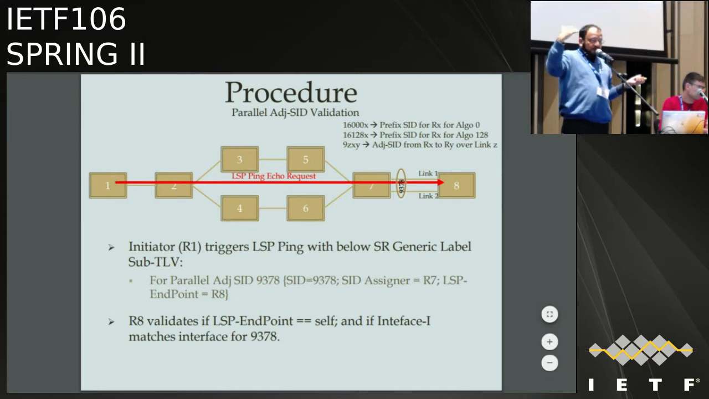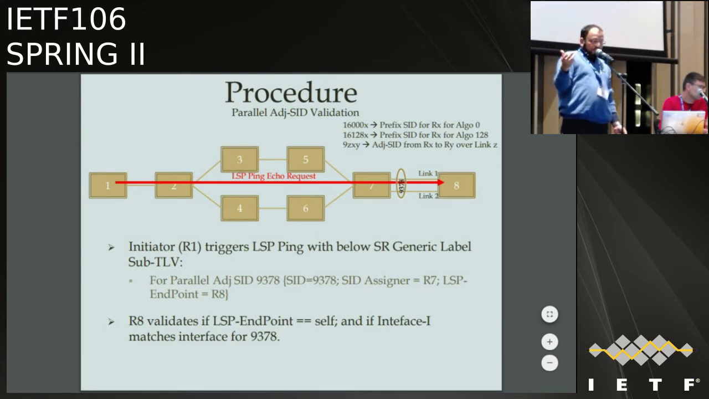Now, regardless of where the packet will go, when the packet comes to R8, it has a local table that basically says: this is not my local label, but I received it from my neighbor. Is the assigner my upstream neighbor? Yes. Does this label belong to the upstream neighbor's adjacency SID on the interface I received the packet on? Yes. So it's good. Otherwise, it fails.